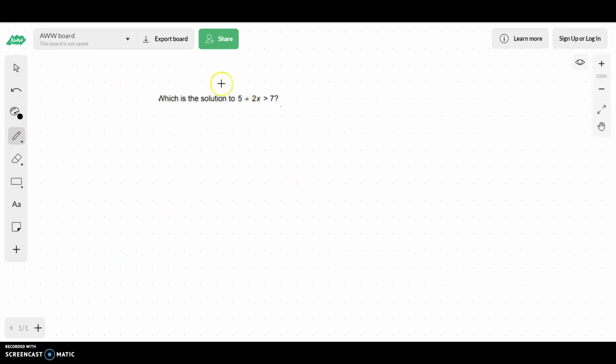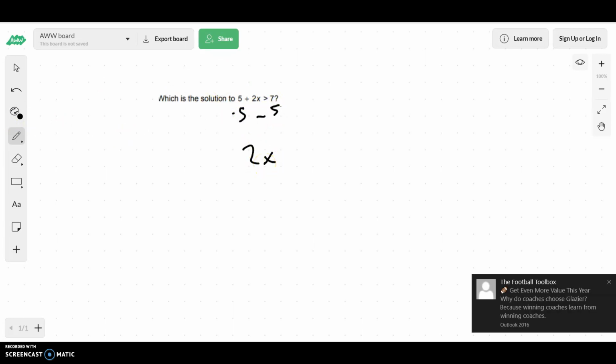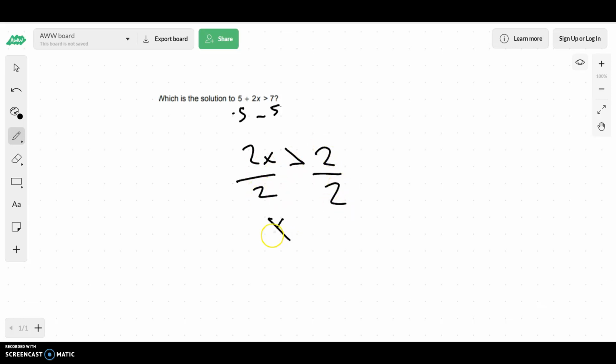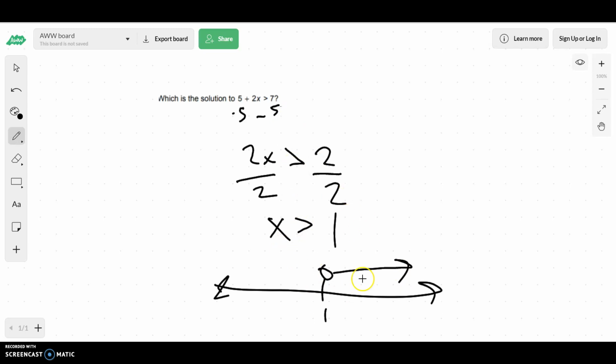Okay, so we'd have to solve and graph this one. First thing I would do is subtract 5 on each side. I get 2x is greater than 2. I'd then divide by 2, and I'd get x is greater than 1. Then when I graph this, I'd make a point at 1. It'd be an open circle because this is not equal to, and since it's greater than, it would go off to the right. And so that would be the answer to that one.